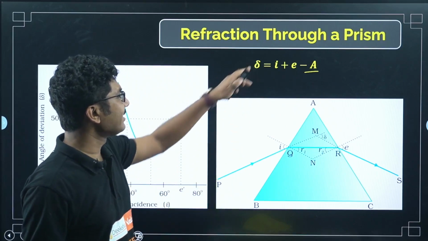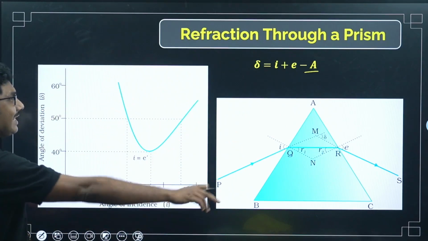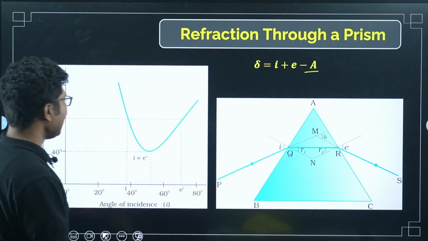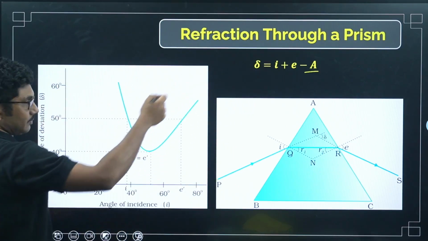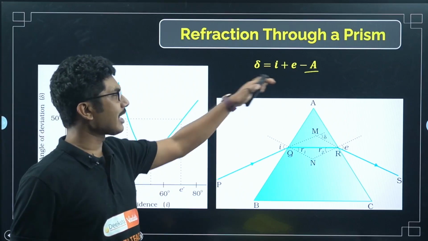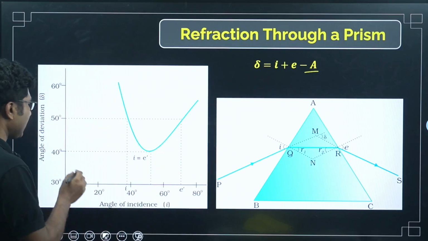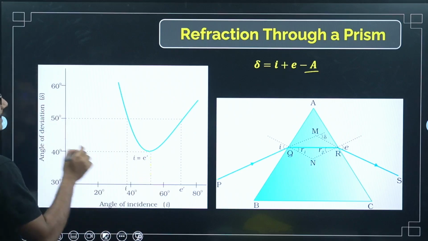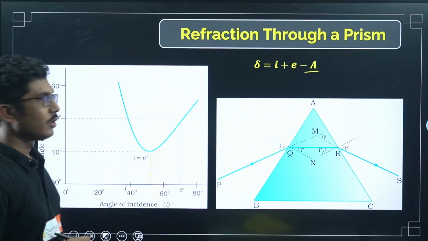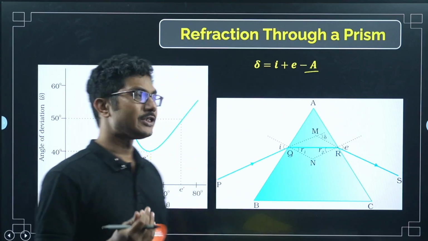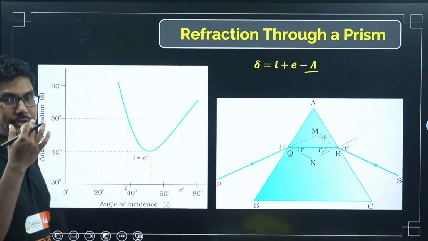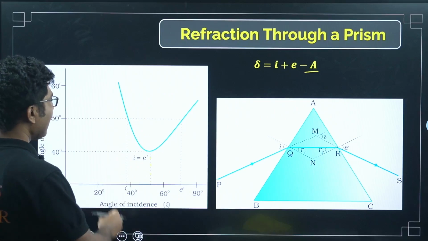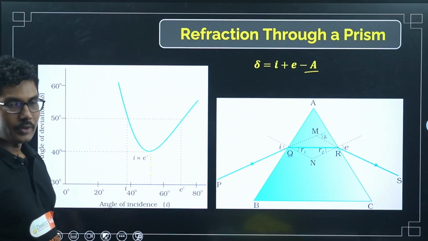Now if you plot this delta versus incident angle graph, and if you vary incident angle i, then you will get a graph like this. Basically we do not have the exact solution, we have the graphical solution. At some point you will see that the value of delta is minimum. The deviation is minimum. This is called the minimum angle of deviation, and there is only one such point.